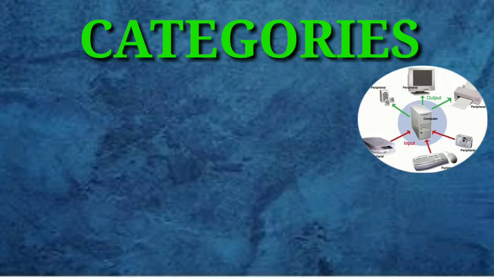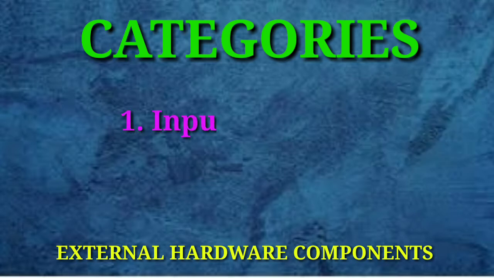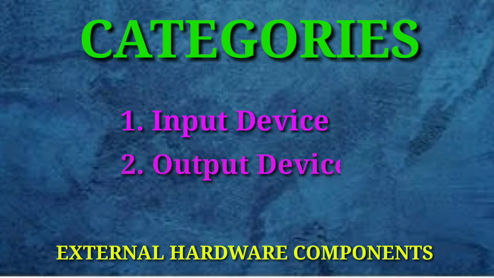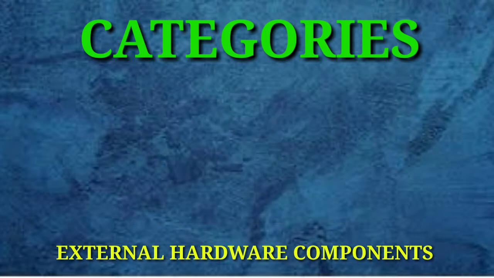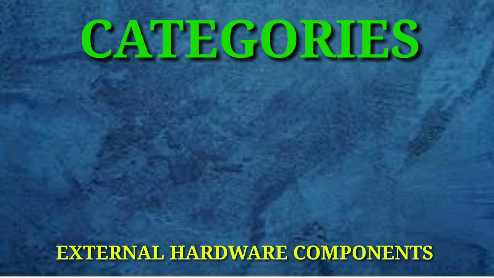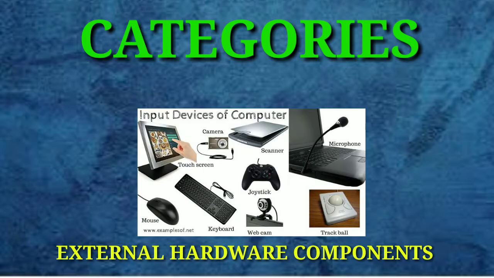Peripheral devices can be categorized in different forms. One is input devices, another is output devices, and the third one is storage devices. Depending upon the types of the computer, some common peripheral devices are keyboards, mouse, scanner, camera, monitor, printer, and so on.